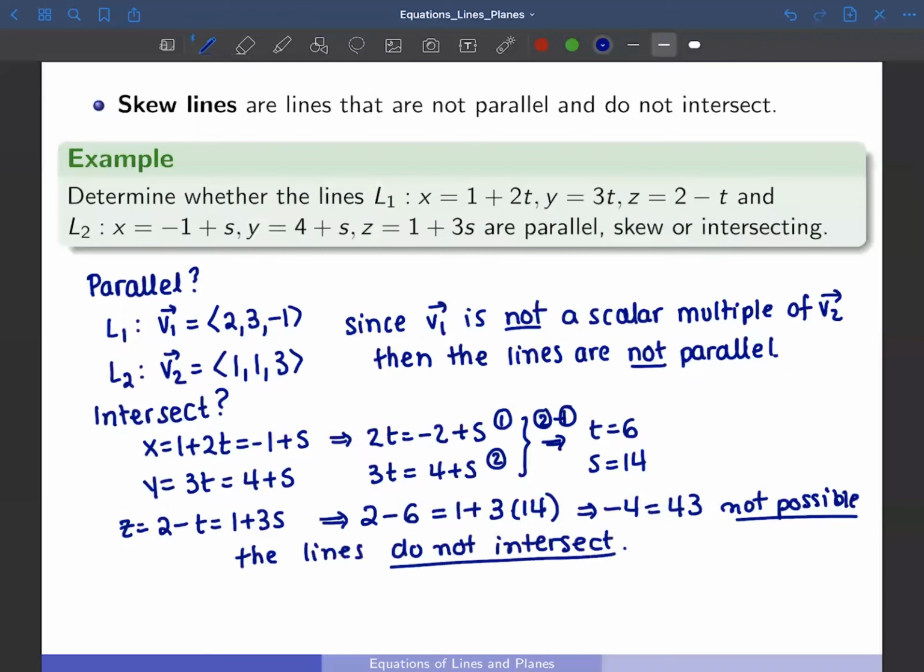So the lines do not intersect, and they're also not parallel. So in this case, the conclusion is that the lines are skew.